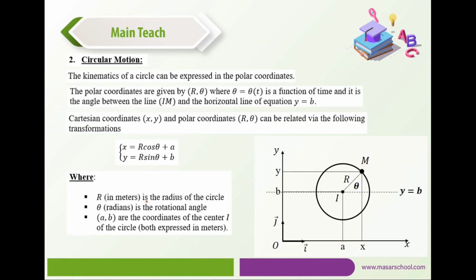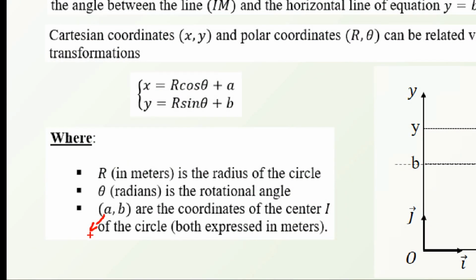R is in meters, the radius of the circle, and theta is in radians. Remember that an angle can be given either in radians or in degrees. Whenever we're referring to dimensional analysis and SI units, theta is taken to be in radians. A and B are the coordinates of the center I of the circle, both expressed in meters. So the unit of A is meters and the unit of B is meters as well.